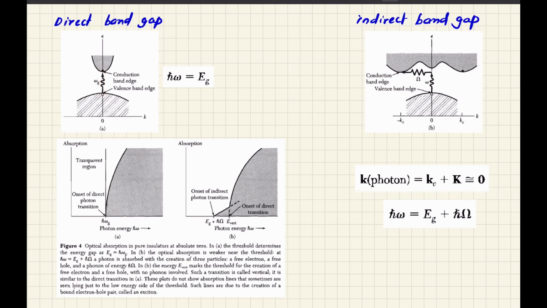Okay. Absorption coefficient, there is a sharp transition, and the onset of absorption, direct absorption, will give you the energy band gap. Okay. So this is also a method to determine the energy band gap.